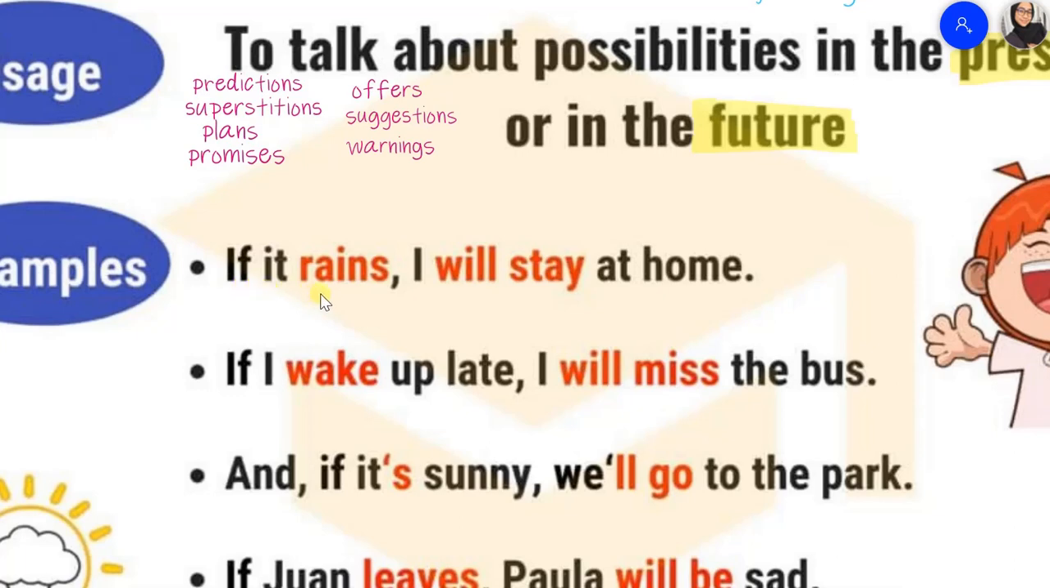If it rains, I will stay at home. So which category does this sentence fall under? I think this is plan, right? If it rains, I am planning to stay at home. So it's a plan. Or is it a prediction? I think it's more of a plan. So this is a plan.